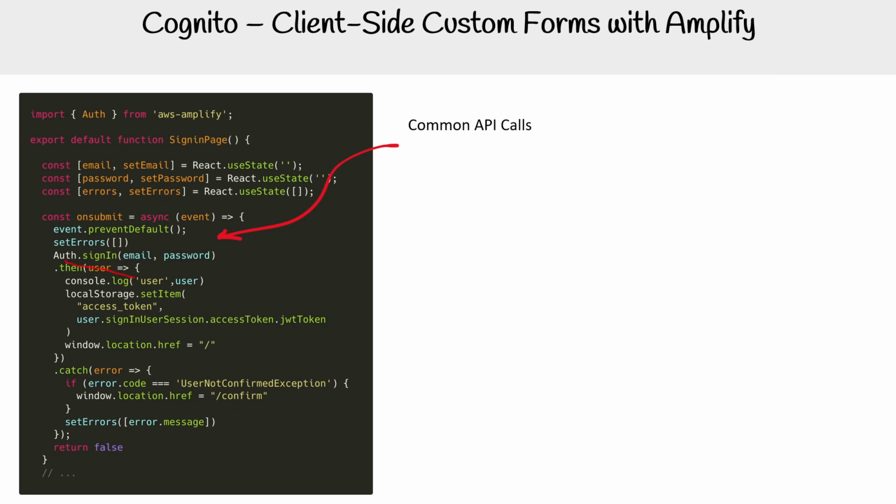So in the server-side one, we'd have our HTML form directly call our API, and then it would call sign-in. But here we're directly calling it client-side.